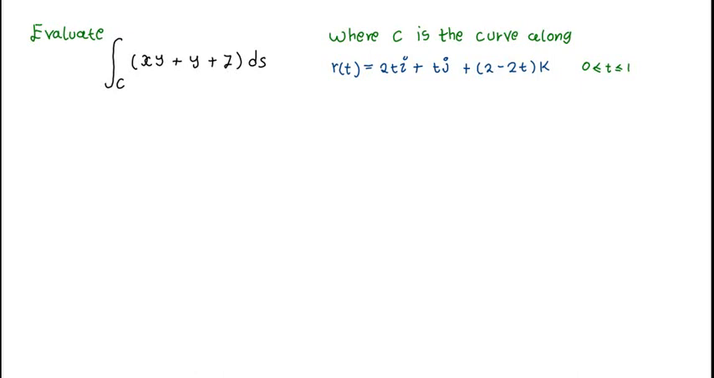Hi. So let's look at line integrals, and the question that we have is asking us to evaluate this integral that we have here, where C is the curve along this vector valued function that we're given here. Then we're also given the interval from 0 to 1, meaning our lower limit is 0, which is this one. Then our upper limit is 1, which is that one there. So we have to evaluate this integral.